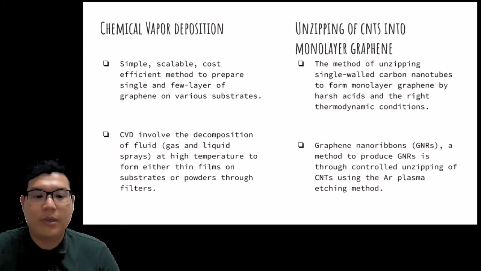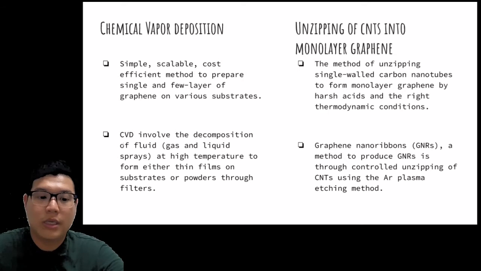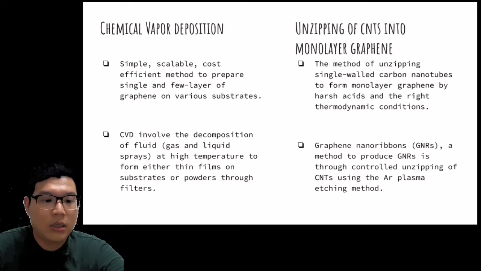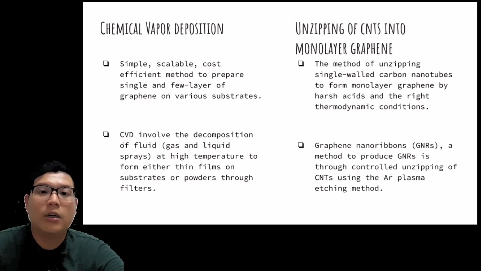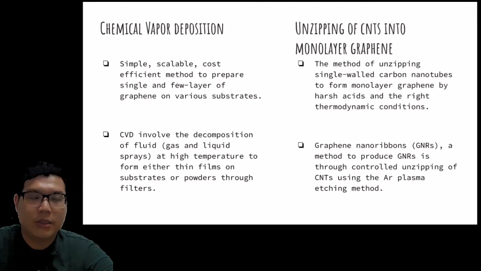Next is the unzipping of carbon nanotubes, or CNTs, into monolayer graphene. Now, this is a method of unzipping single-wall carbon nanotubes to form monolayer graphene by harsh acids and the right thermodynamic conditions. For graphene nanoribbons, or GNRs, a method to produce GNRs is through controlled unzipping of CNTs using the argon plasma etching method.